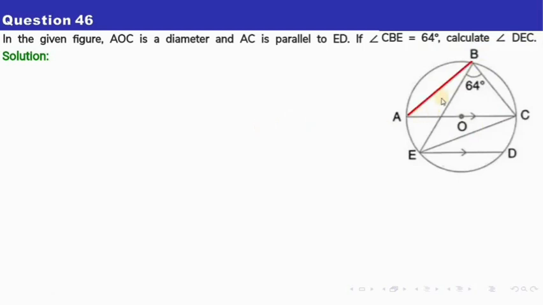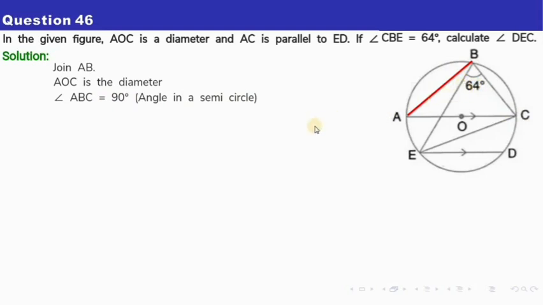Okay, so now let me do some construction. Let me join AB. Okay, so join AB is written here. Alright, now AOC is the diameter, right? Isn't it? So if AOC is the diameter, then angle ABC will definitely be 90 degree. Why? Because this is angle in a semicircle. Alright, so this full angle is going to be 90 degree out here.